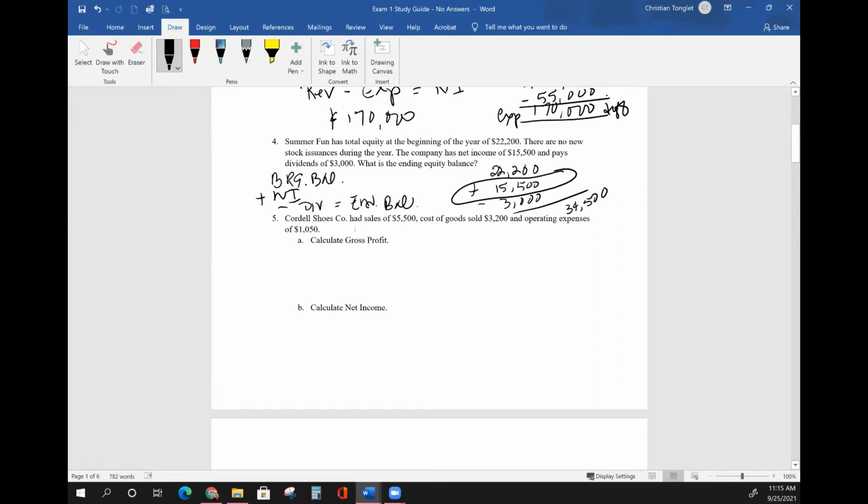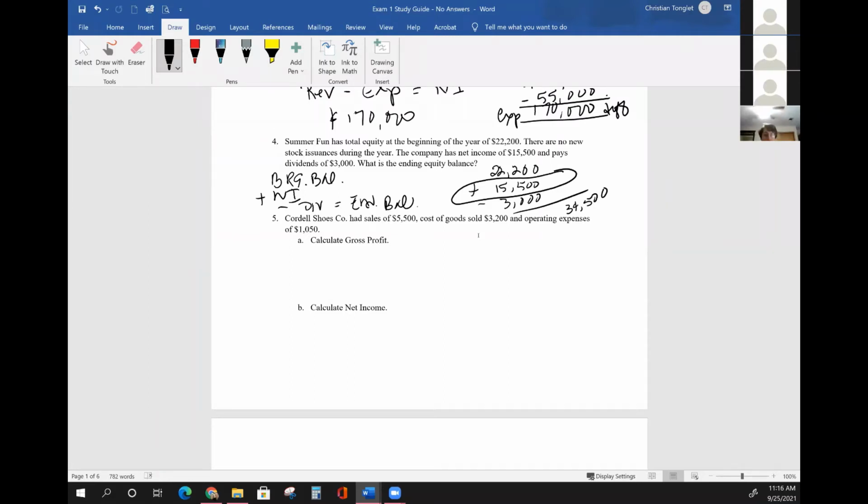All right, Cordell Shoes has sales of 5,500, cost of goods sold 3,200, and operating expenses of 1,050. Okay, so we know that this is a company selling merchandise because we have cost of goods sold. And cost of goods sold, remember, we break it out into two sections. We have our revenue or our sales less the cost of goods to come up with the gross profit. Then we subtract the operating expenses to come up with the net income.